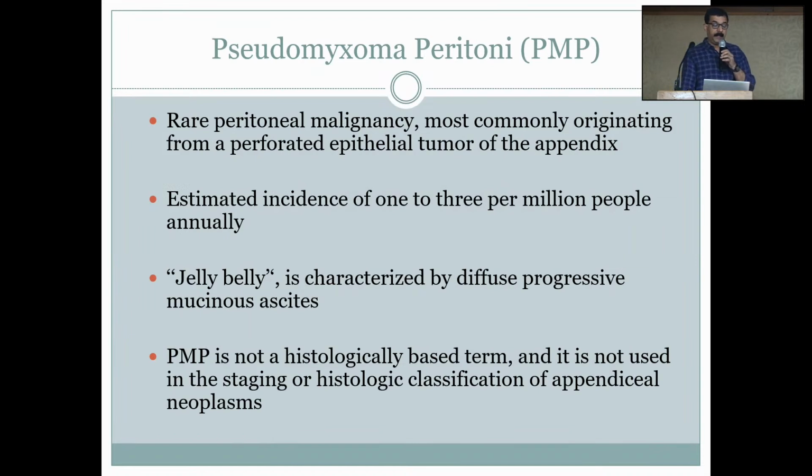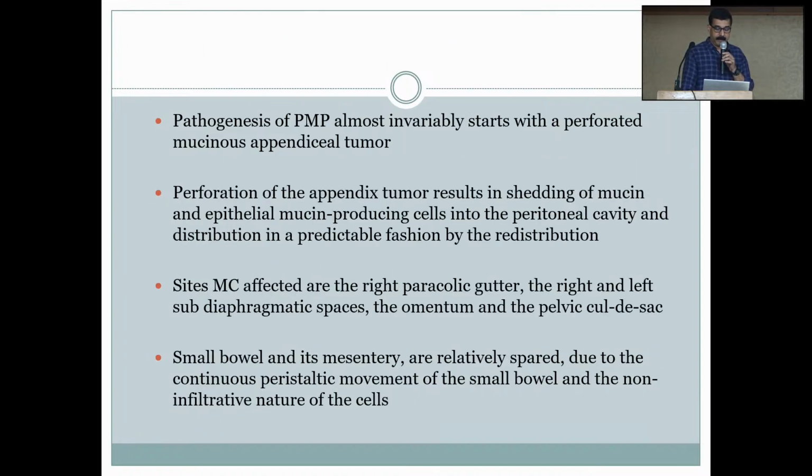Then we come to pseudomyxoma peritonei. Again, we call it the jelly belly, the abdomen filled with jelly-like or mucinous material. It's a rare peritoneal malignancy, most commonly originating from perforated epithelial tumors of the appendix, which is the most common site. One thing to note is that pseudomyxoma peritonei is not a histological diagnosis, it's a clinical diagnosis. Other organs like the colon and ovary can also be the primary site, but appendiceal mucinous neoplasms are the most common cause.